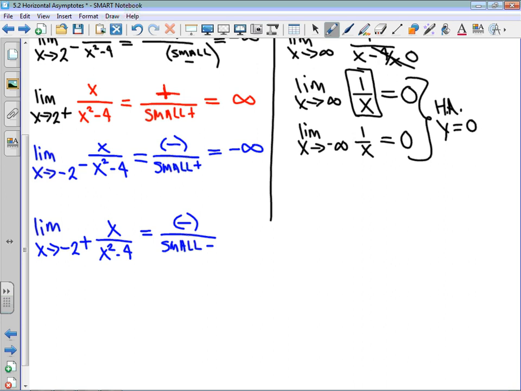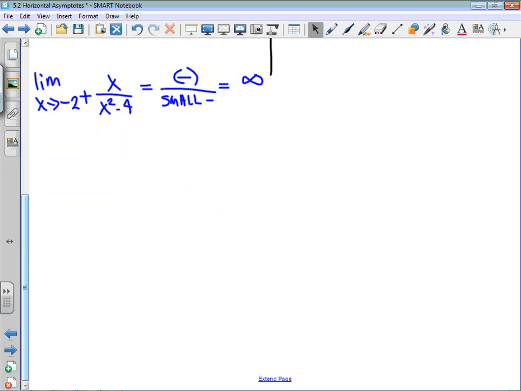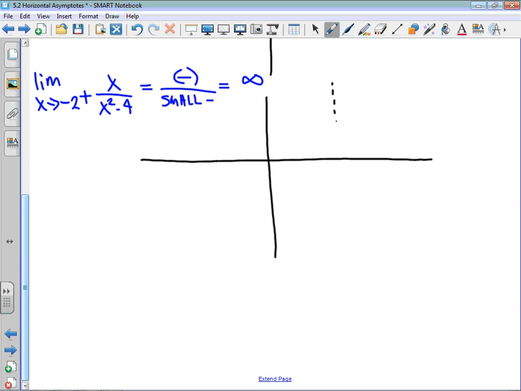Now, all of this can be summarized in a graph. Again, we are not worried about the middle behavior of the function. We are just talking about the behavior near the non-permissible values and the horizontal asymptote. So there is a vertical asymptote right here at x equals 2. There's another vertical asymptote over here at x equals -2. And then really importantly, there is a horizontal asymptote at y equals 0. So we have 3 asymptotes on this graph.